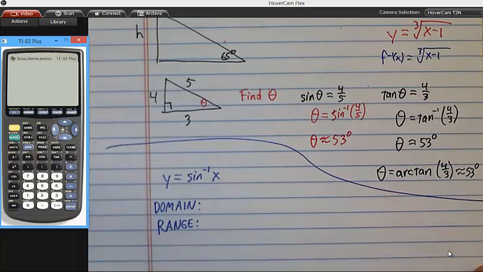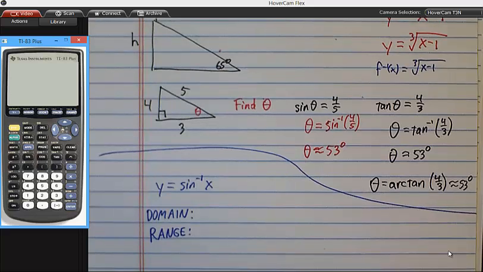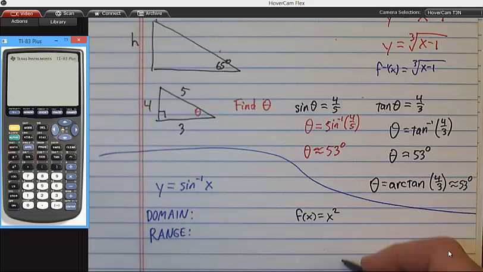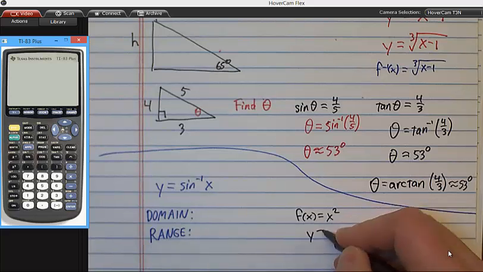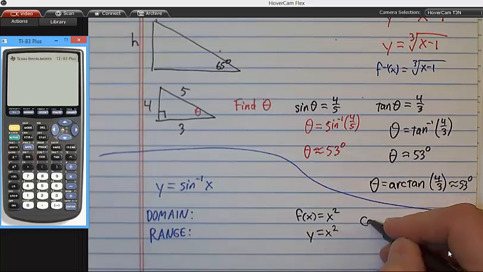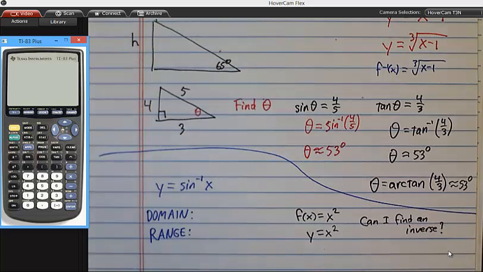Again, one more algebra example. F of x equals x squared. Okay, so y equals x squared, right? Oh, here's a question. Can I find an inverse? Talk to someone next to you about that for 15 seconds. That's all you get.